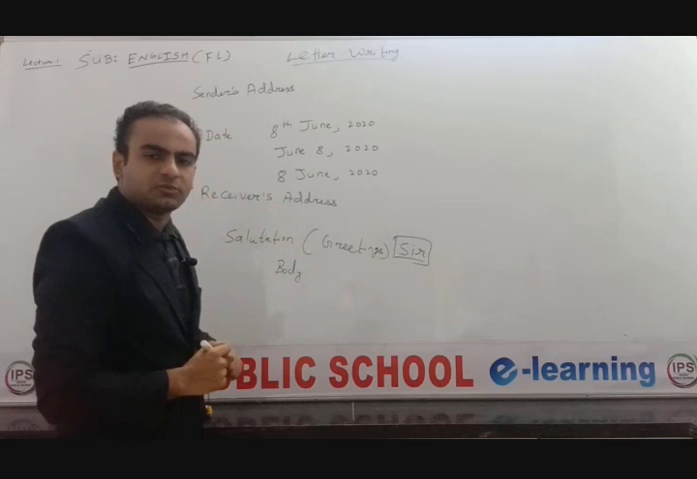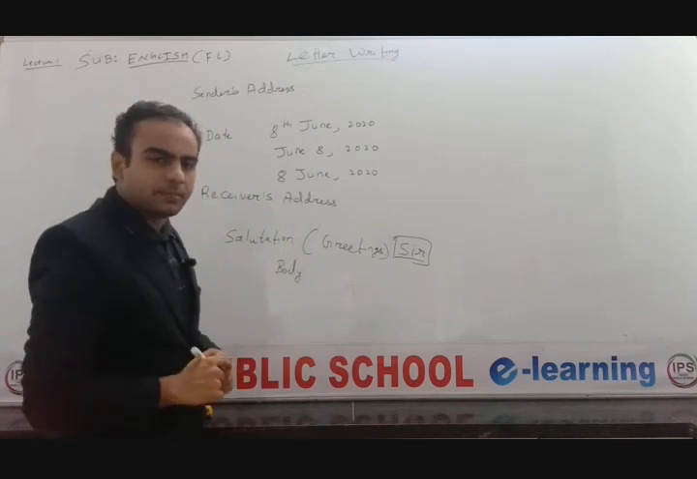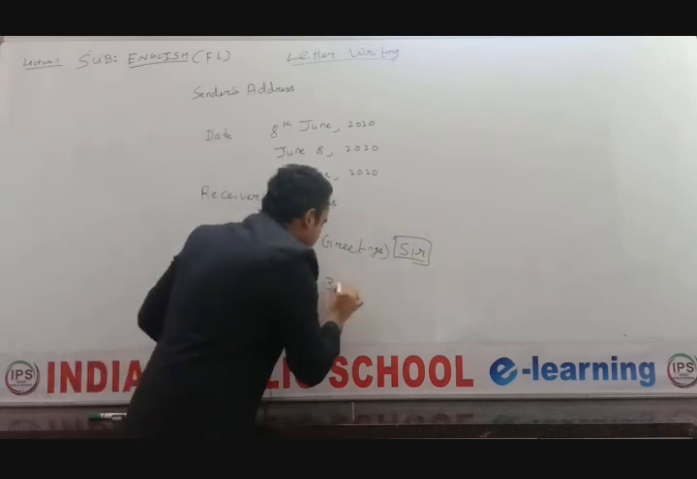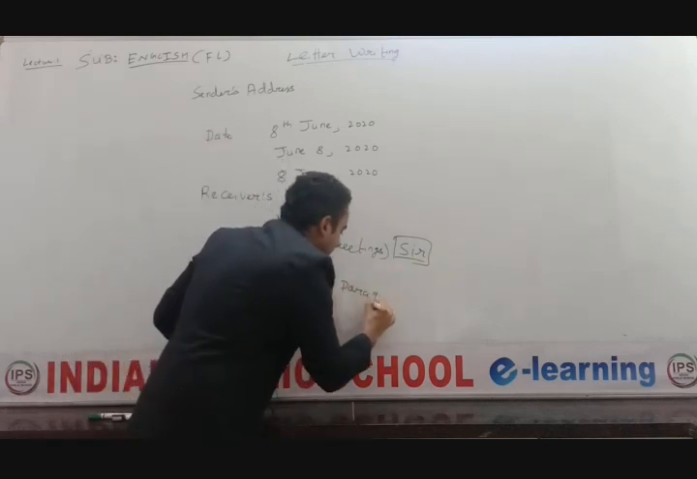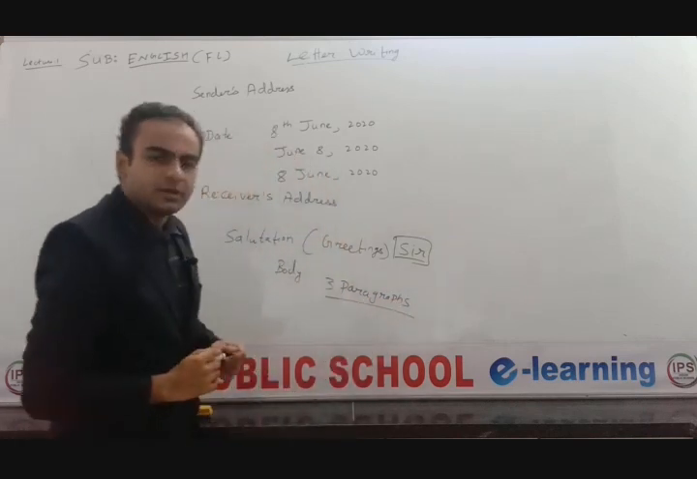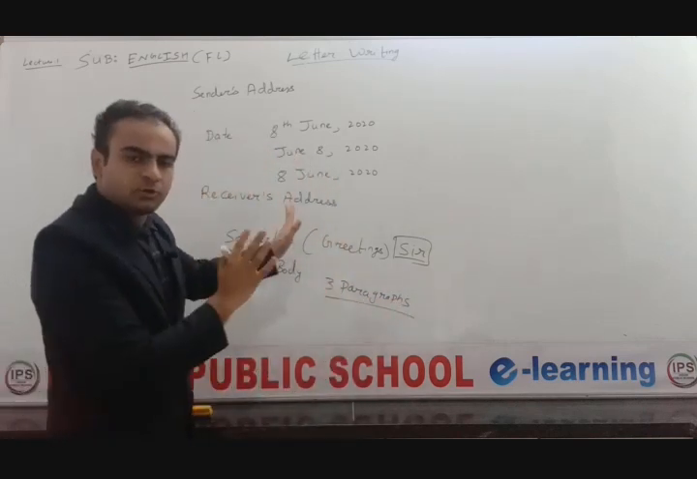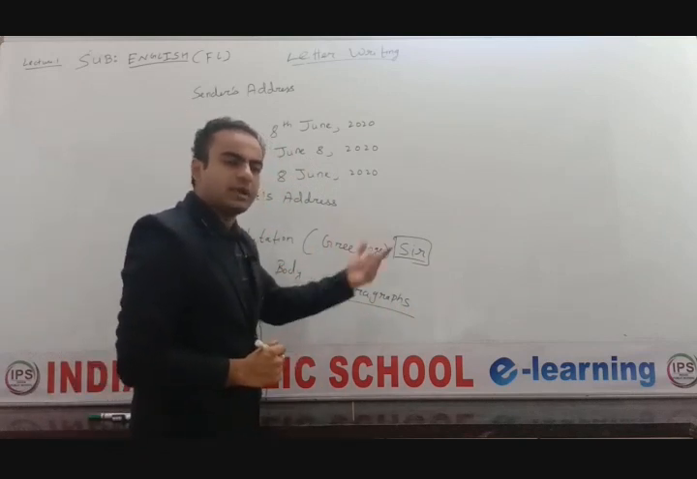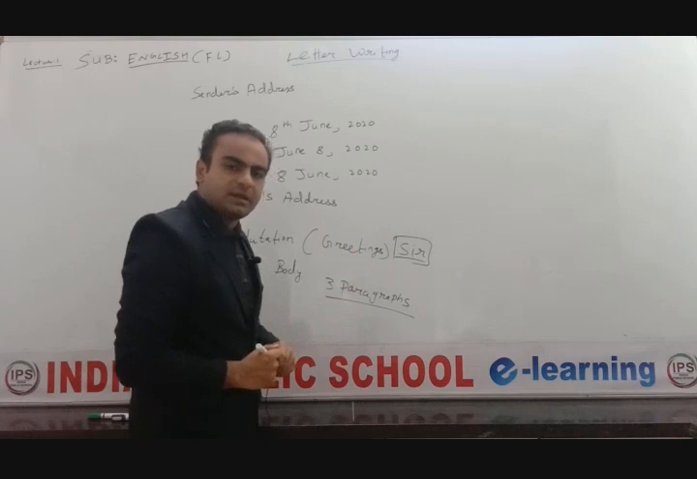Now follow these tips to make your minds very clear. When you are writing formal and informal letters, make 3 paragraphs. Compulsory you make 3 paragraphs. The first paragraph will introduce the letter: why you are writing, the purpose of writing the letter.